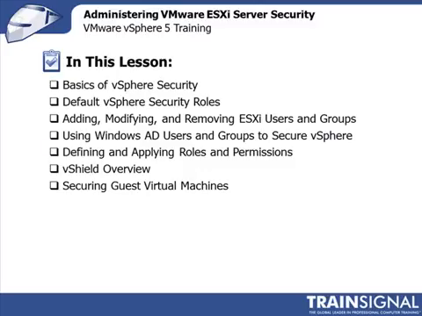In this lesson, we'll start off with the basics of vSphere security. I'll talk about the different types of logins that you'll have on an ESXi host versus over on a vCenter server. After covering the different types of authentication, I'll talk about the default vSphere security roles, and then I'll show you how to combine those roles with ESXi users and groups, as well as Windows Active Directory users and groups, to create permissions. I'll talk about how those permissions are applied in the vSphere virtual infrastructure inventory and how that hierarchy is important. From there, I'll give you an overview of what VMware vShield does and how it could help you secure the virtual infrastructure before I end the lesson with proper security of guest virtual machines in vSphere.